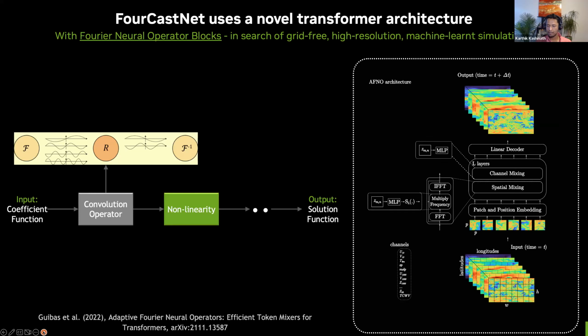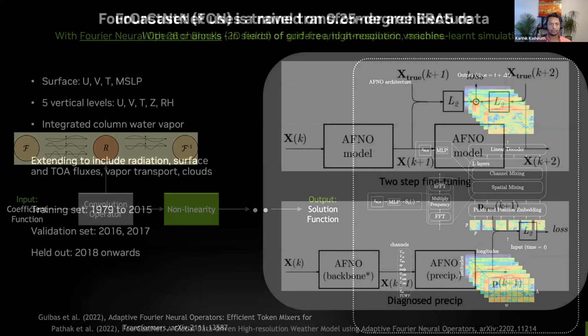On the right is a snapshot of a transformer architecture. I won't get into too much detail here, but for those of you that are aware of transformers, they're sort of all the rage in deep learning today, and they're very powerful networks that can learn complex spatiotemporal dynamics. The key property of this particular network is that the spatial mixing is done using the Fourier transform, the Fourier neural operator. So it makes the whole architecture much more efficient and also scalable on large systems. And the details of the adaptive Fourier neural operator are in the paper at the bottom.